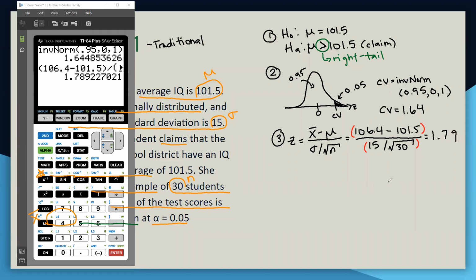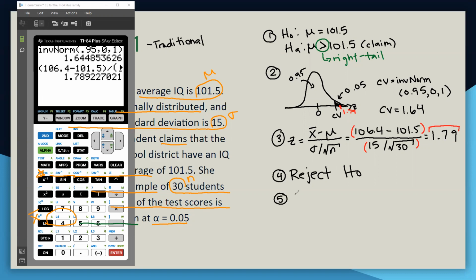1.79. I'm going to go back and mark that in my picture from step 2. Remember that our CV is 1.64. 1.79 is bigger than 1.64. We're out in that shaded tail. And we know that that shaded tail is the reject zone. So for step 4, we are going to reject the null hypothesis. Hopefully you can remember how to spell reject. So we are rejecting the null hypothesis.